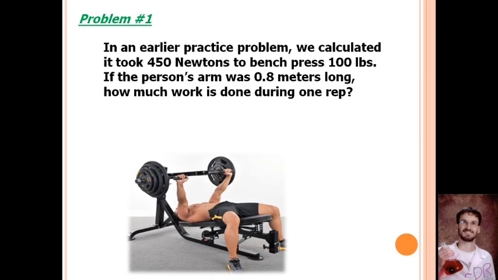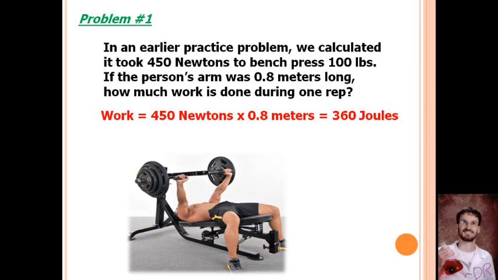Practice problem 1 for work. In an earlier problem, we figured out how much force was needed to bench press. We calculated that in order to bench press 100 pounds, you had to use 450 newtons of force. Let's figure out how much work gets done if the person doing the exercise has an arm that's 0.8 meters long. Work is force times distance, so 450 newtons times 0.8 meters means this person has done 360 joules worth of work.